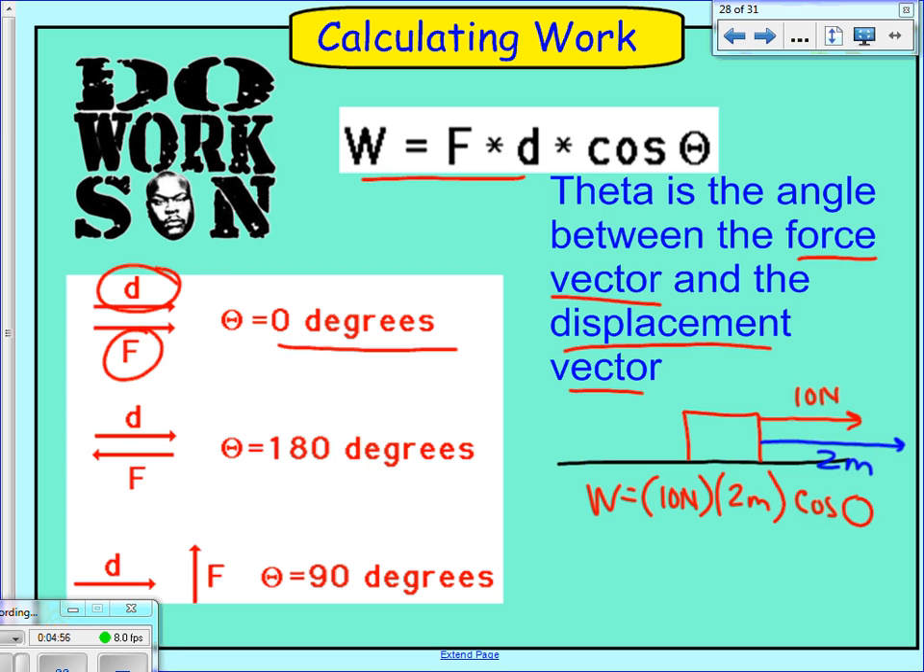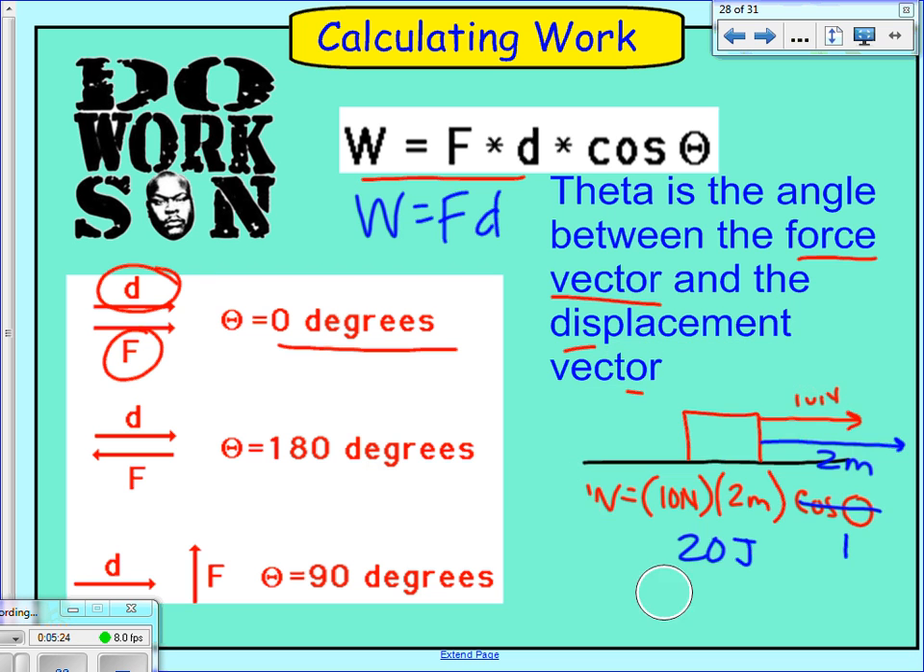And if you take cosine of 0, this ends up just being 1. So that's why it's not uncommon for you to see the work formula simplified to be work equals force times displacement. Okay, so in this example, what's my work? 10 newtons times 2 meters ends up getting me 20 newton meters, or in other words, 20 joules. Because remember, work is just energy that's transferred. So 20 joules of work is done on the block.